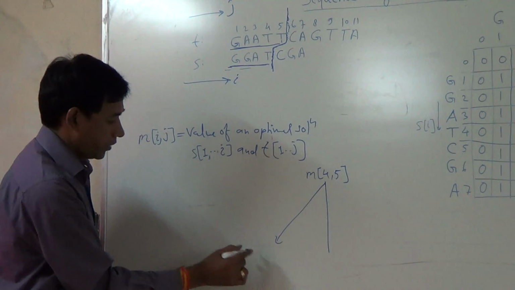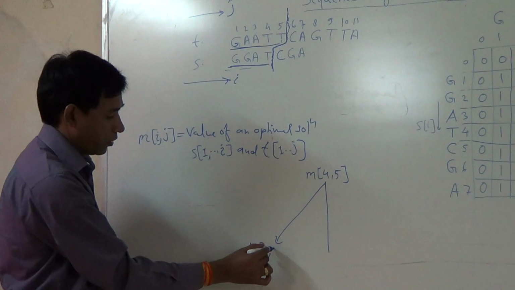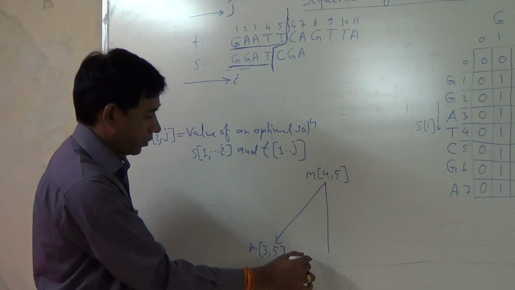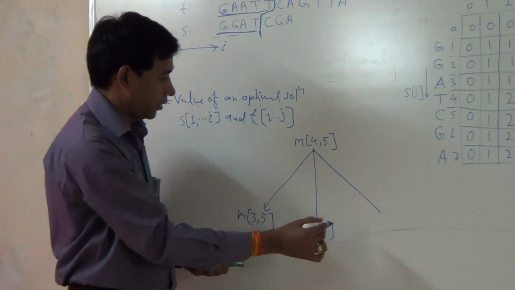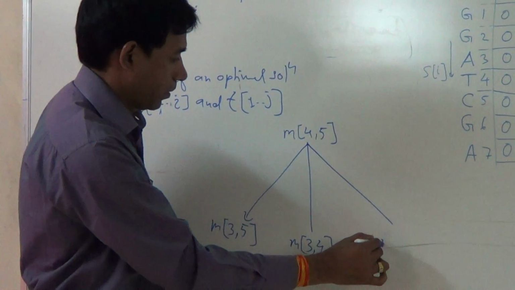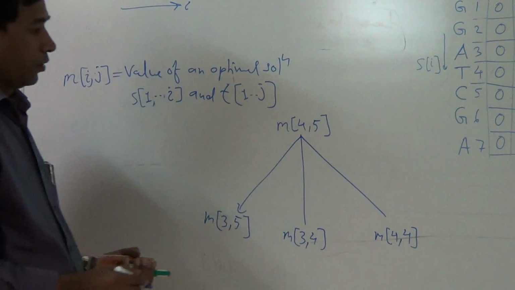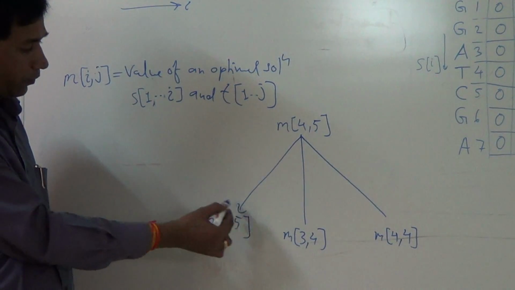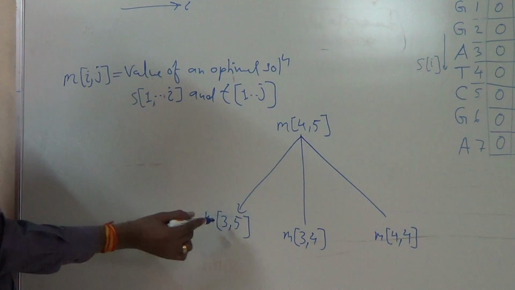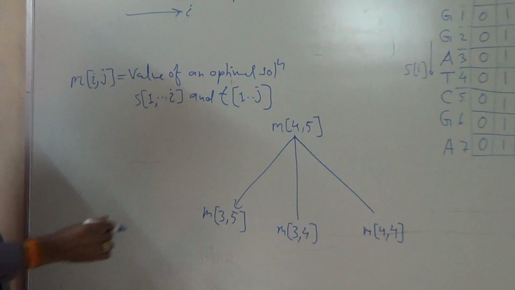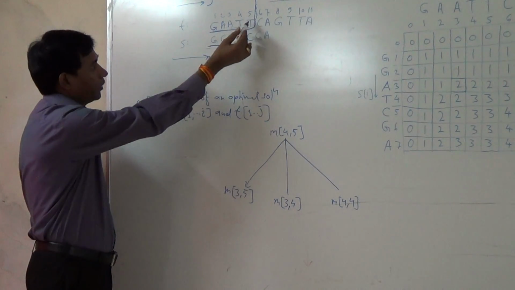So we have M(3,5), M(3,4), and the other possible square is M(4,4). In order to obtain this entry, we have to first compute these 3 square positions. So what does M(3,5) denote? M(3,5) denotes the first 3 of this sequence and the first 5 of this sequence T. What is the score of this?